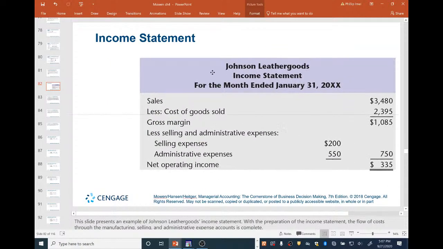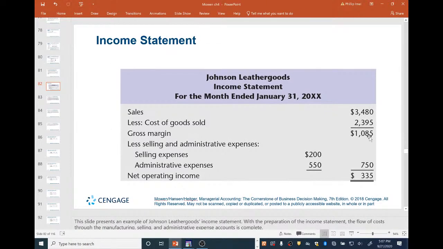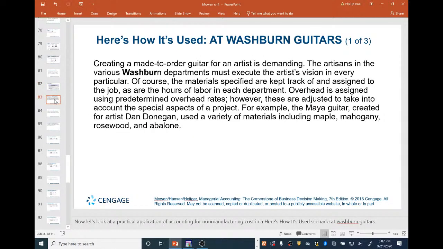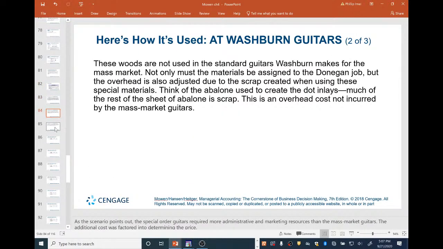Oh, sorry. I just love moving that thing around. Of 335 in this case. Makes sense? I'm not doing here's how it's used.